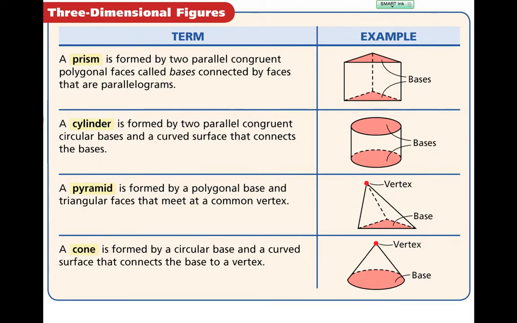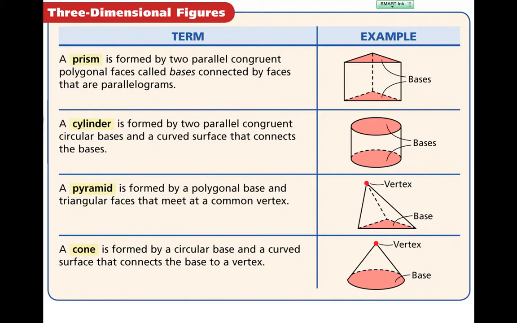All right, as far as three-dimensional figures, these are the general categories. We have prisms, cylinders, pyramids, and cones. There are things that don't fit into these categories. But you are probably trying to draw each one of those as I'm talking about them. The first one is a prism.